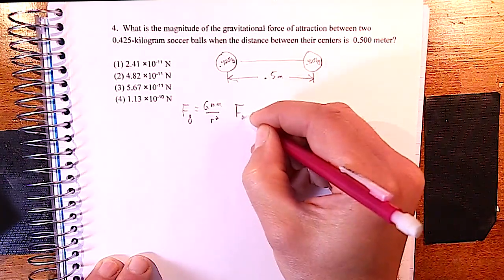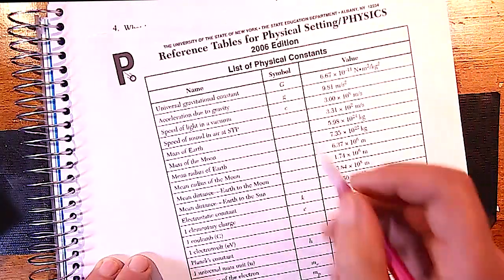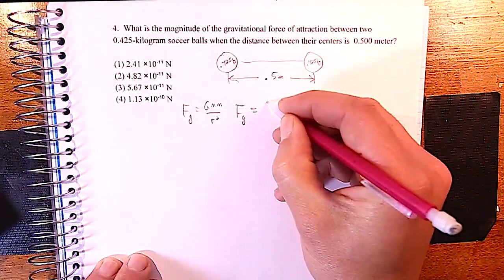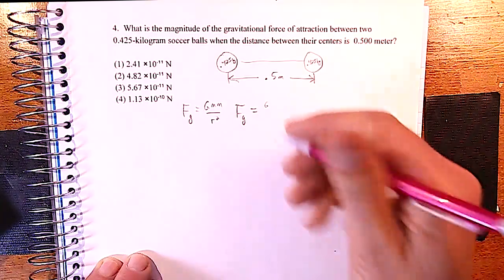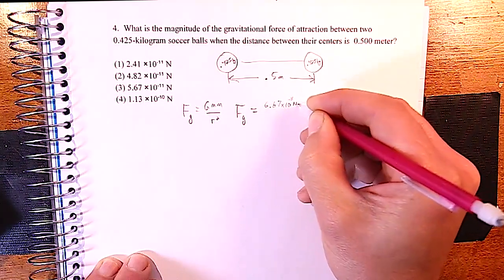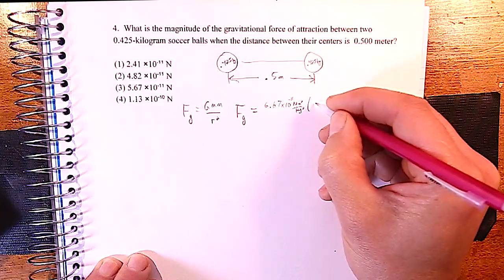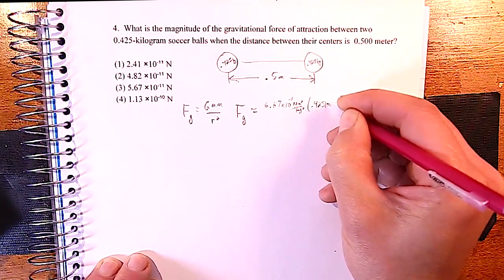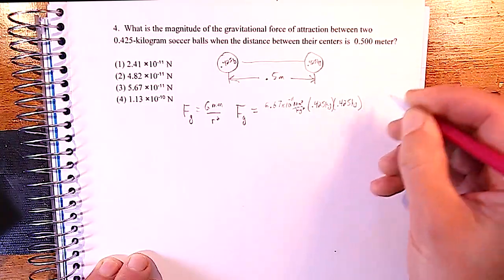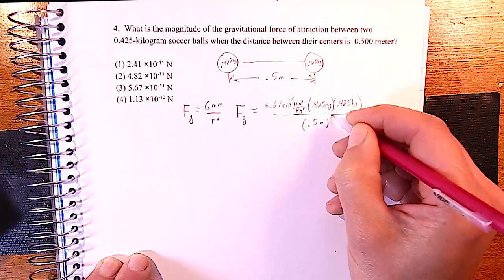So we have Fg is equal to, and remember, we have to look up G on our reference table. And that's going to be 6.67 times 10 to the minus 11th newton meter squared per kilogram squared times 0.425 kilograms times 0.425 kilograms. And we're going to divide all of that by 0.5 meters squared.